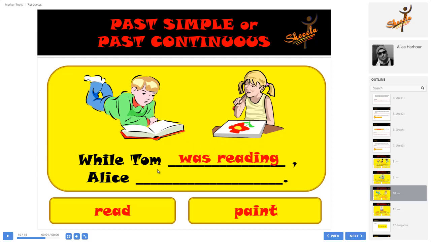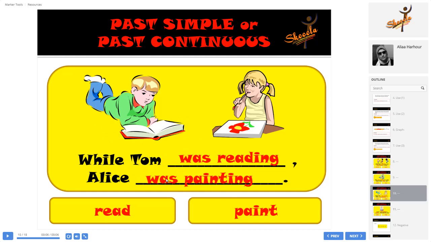She painted a certain kind of a picture. For example, we have here a flower. She painted a flower in a minute, which is illogical. It's not logical that she would paint a flower in 1 minute. So it means that the second action is a long one. So while Tom was reading, Alice was painting.